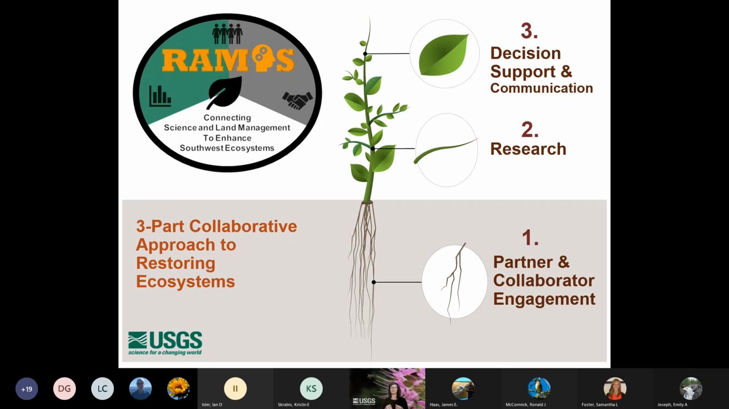And then, of course, just like a plant, the leaf comes off the stem, goes back into the soil to fertilize that partnership and collaborator engagement. So it's this cycle that happens.